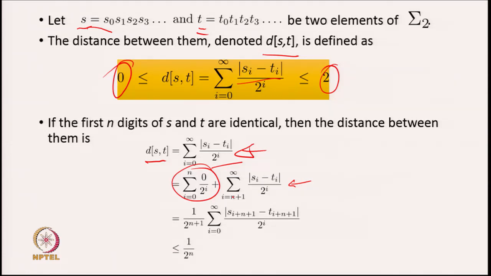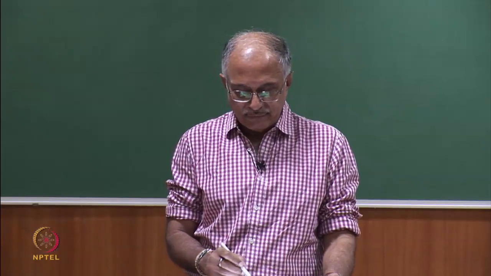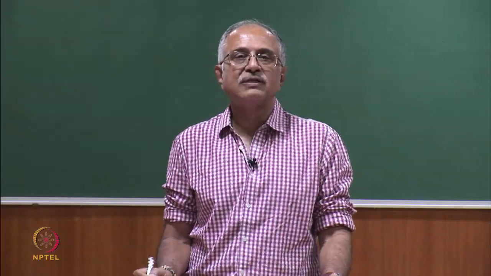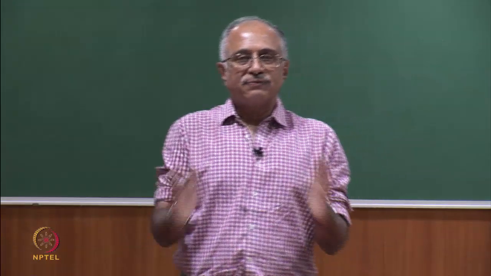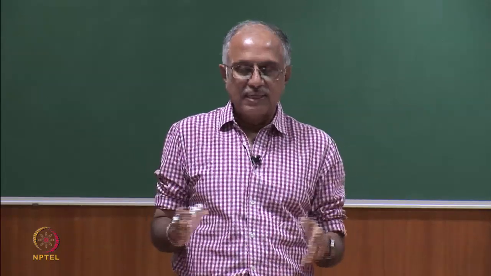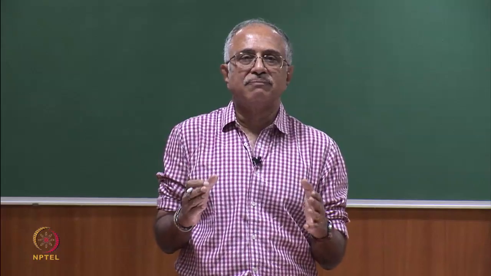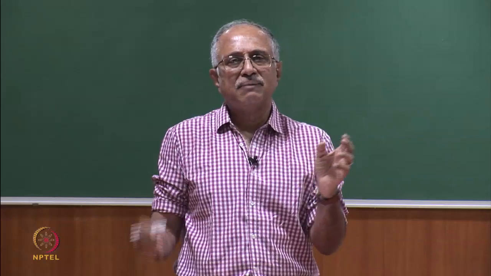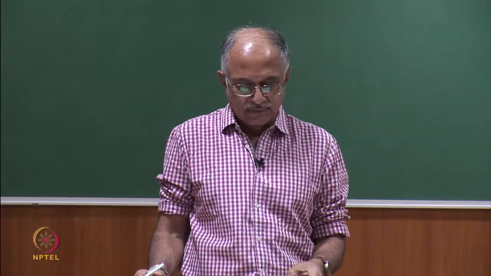Now, I can rewrite this taking out 2 to the power n minus 1 out of this in the following way, and this shows that this entire distance must be less than 1 over 2 to the n. So, if things are matching for n places in the symbolic sequence, then the distance between these two symbols is less than 1 over 2 to the n. This gives you an idea about distances in this space sigma 2.